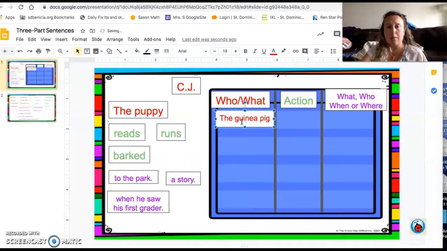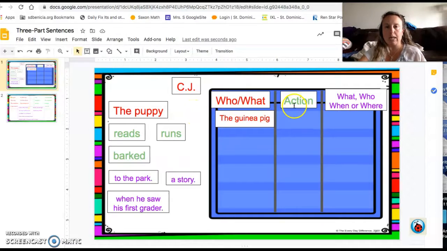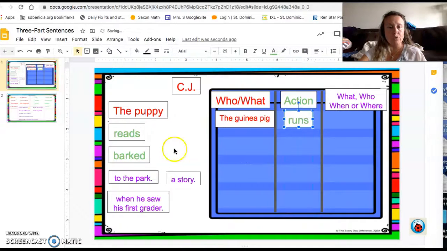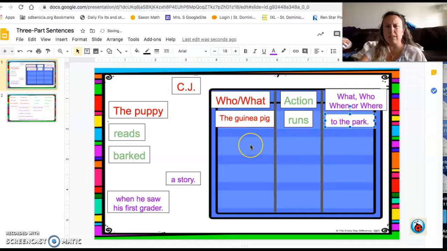Sentences can be about real objects like a guinea pig. It could also be about pretend objects. So I have the guinea pig. Now I need an action. Well, he doesn't read. Guinea pigs don't bark, but he will run. So I'll put that there. The guinea pig runs. Where would he run? Let's say he runs to the park. This is a very adventurous guinea pig. Or maybe there's just a little park inside of his cage. You'll notice that we have our subject, we have the action, and then we have where he goes. You'll also notice that we have a capital in the beginning and a period at the end.